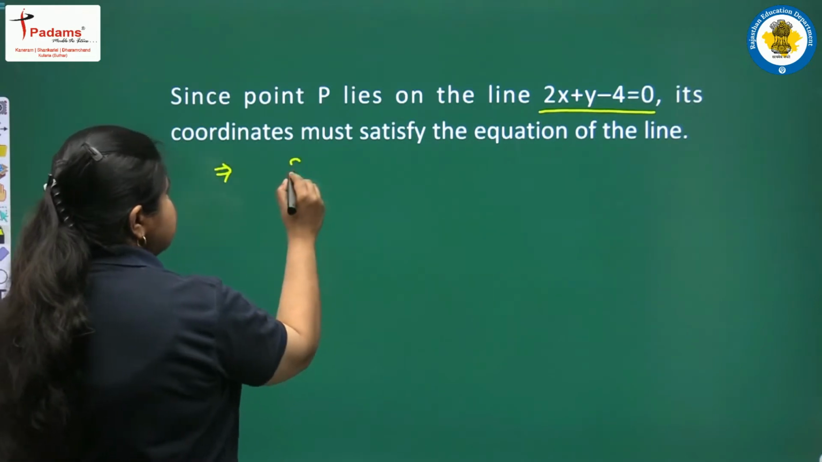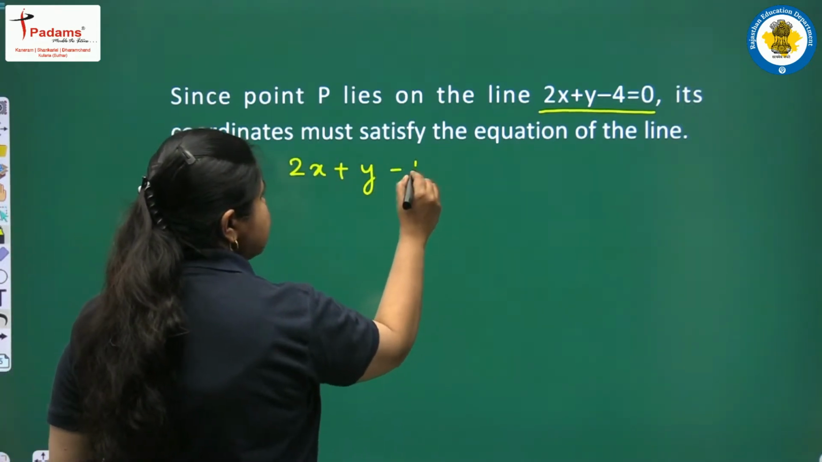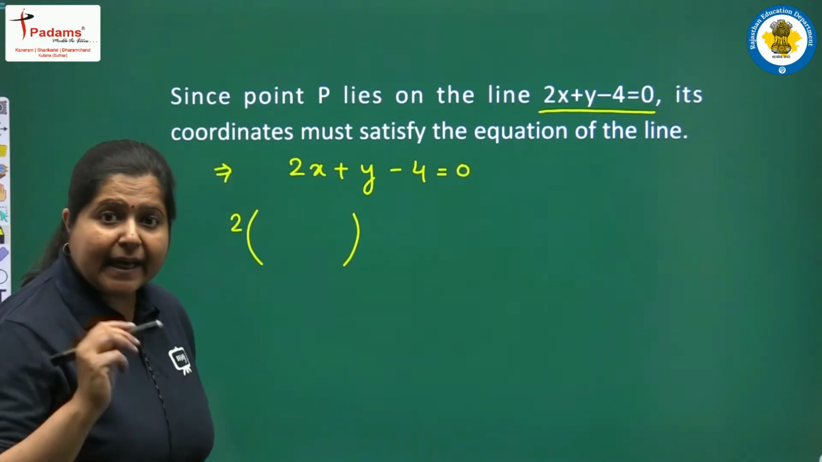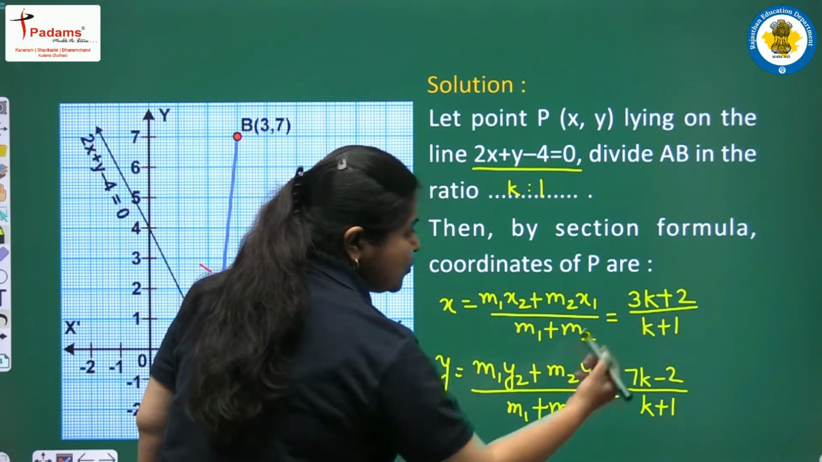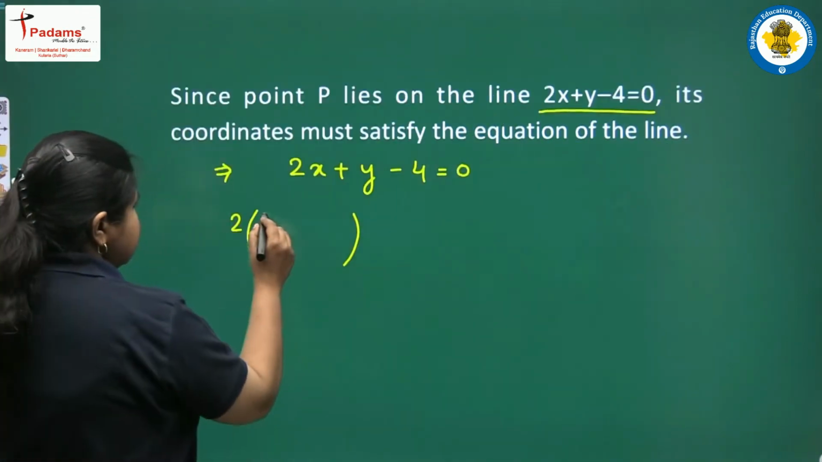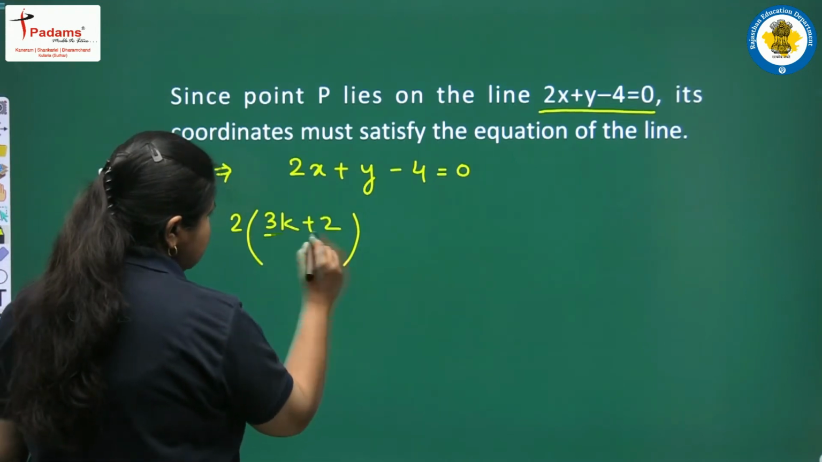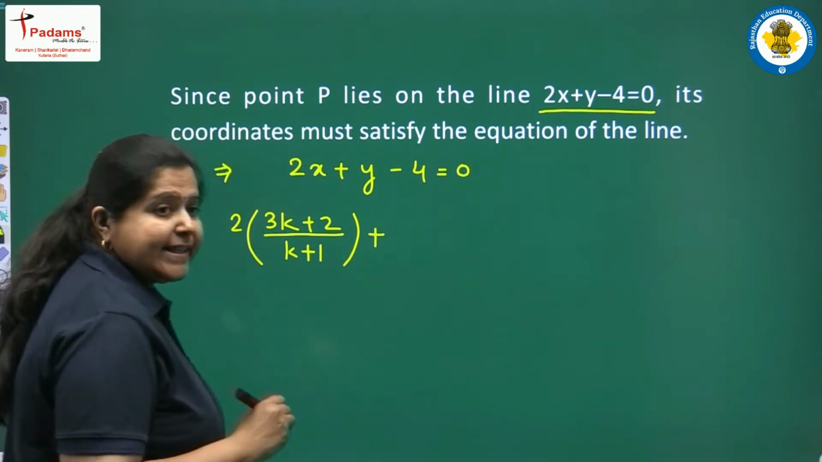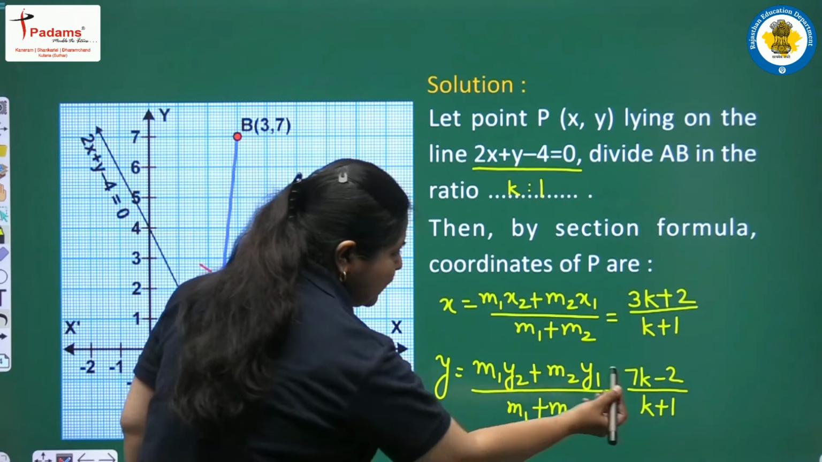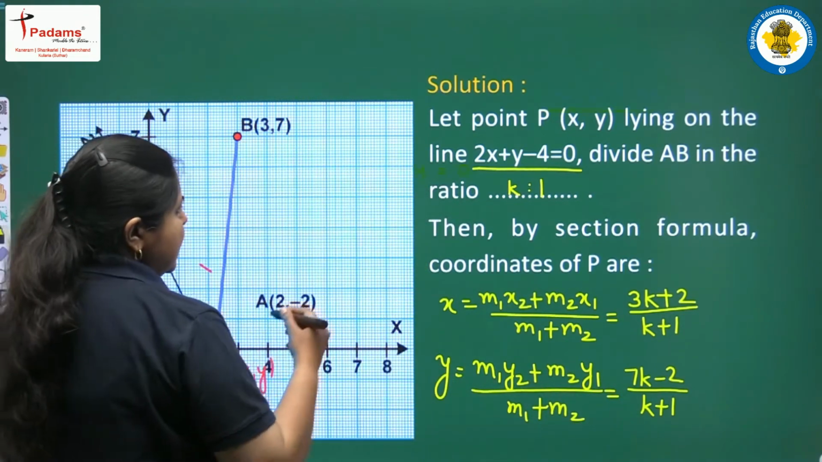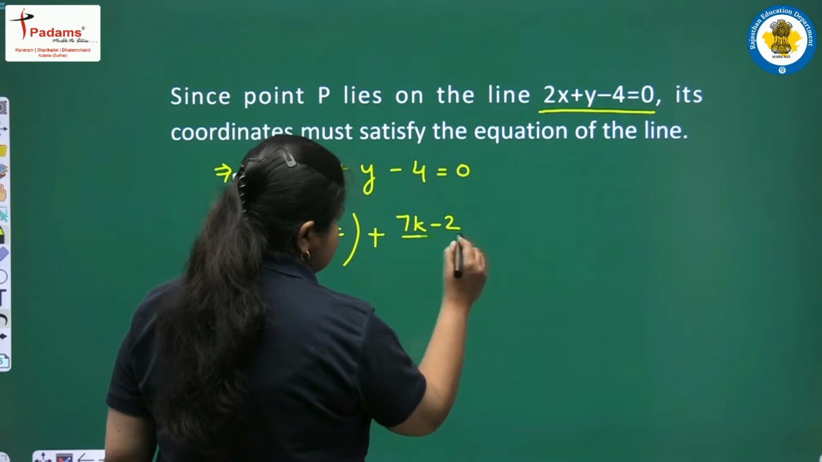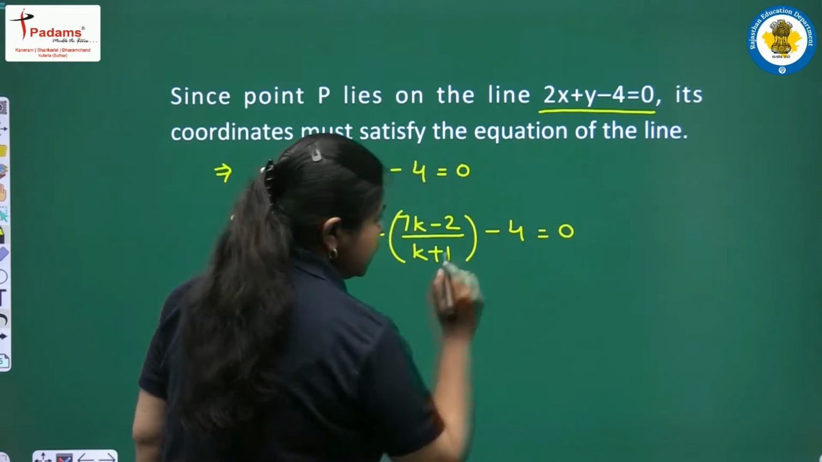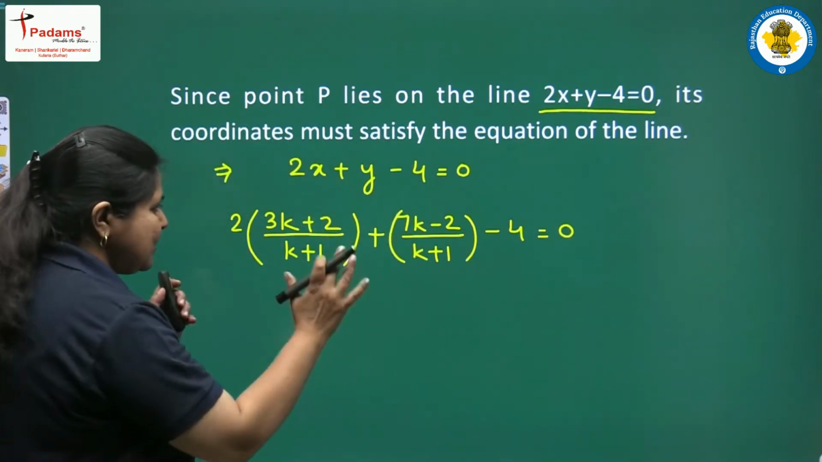So what does this mean? This implies that since 2x plus y minus 4 is equal to 0, here in place of x we will put the x coordinate of point P, which we found as 3k plus 2 upon k plus 1. Got it? Then plus, in place of y we will place the y coordinate of point P, which is 7k minus 2 upon k plus 1. And then we have minus 4 equal to 0. Got it? Now we need to simplify all this.